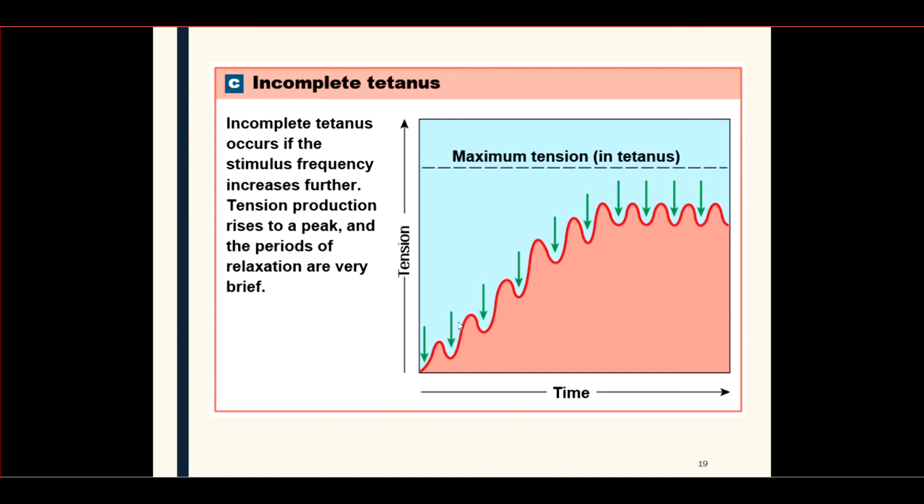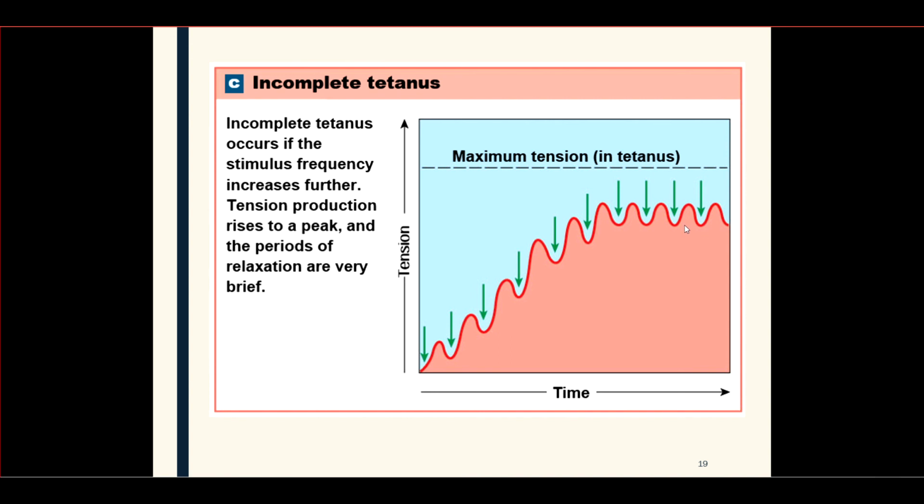All right, so it gets so fast that we marry the waves together. We get wave summation. But again, at some point, it starts to level out. Maybe at 75% of maximal tension, right? So incomplete tetanus occurs if the stimulus frequency increases further. Right? We're going a little bit higher than 50 times per second. The tension production rises to a peak, right? It's going to plateau off right about over here. Okay, and you still have some periods of relaxation, right? So you're still seeing some relaxation. This is known as incomplete tetanus.